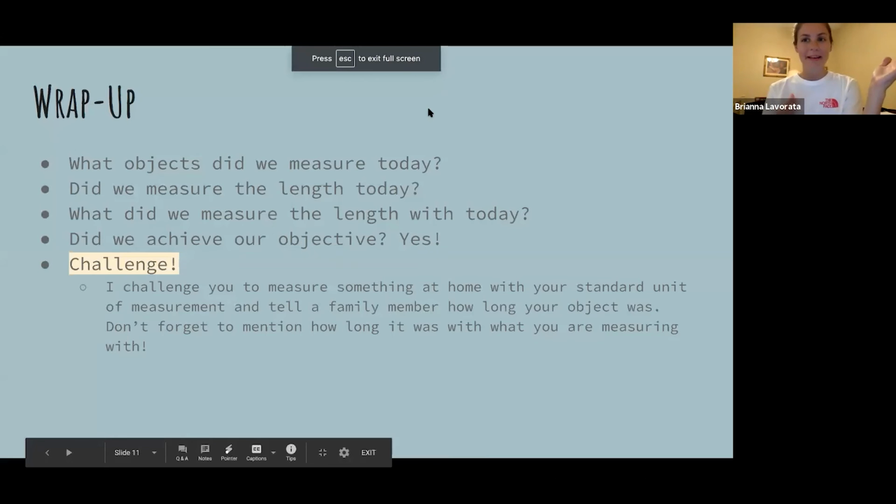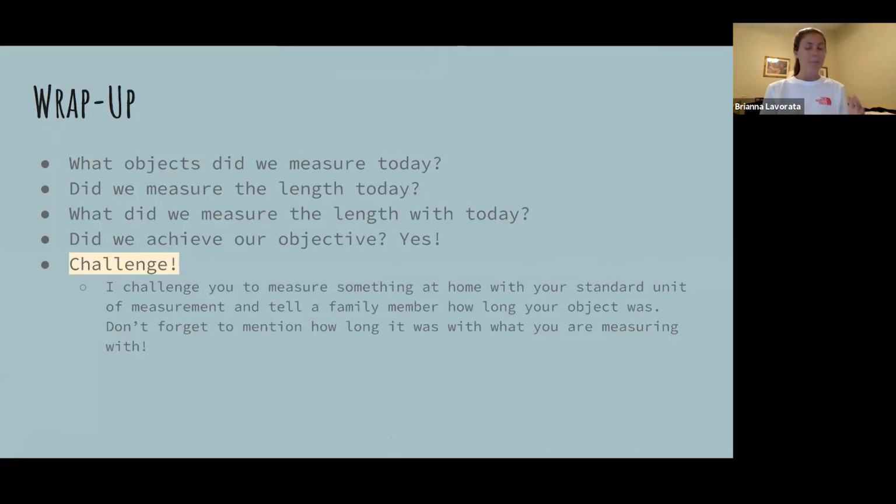So as we're wrapping up, our objective was to better understand the use of standard measuring tools. This is called a ruler. This is an example of a standard measuring tool. So I hope by our activity today, you were able to better understand how to measure with a standard measuring tool. We measured ice cream today. I measured a picture frame with you. You measured something else. We measured pencils together.